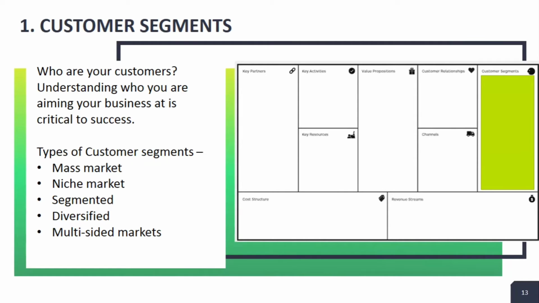The last one, multi-sided markets. This includes interdependent customer segments. For example, a credit card company caters to both their credit card holders as well as merchants who accept those cards. You should, as a result of completing this section, be able to clearly define your segment and have a number of personas for the different subsegments that describe the profile of your customer, their behaviors, their problems, and current workarounds or alternatives.